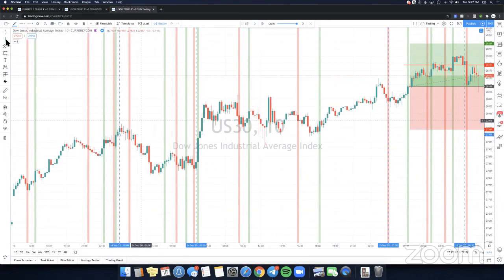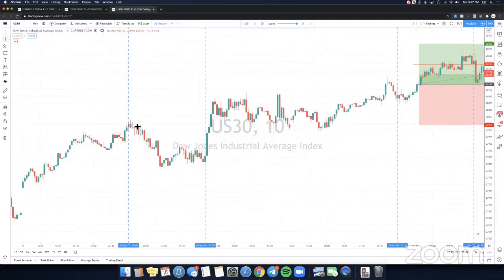See London session right here. I'll just turn off these indicators. London session right here. Price is trending down. Once we enter US session, price shoots right up.